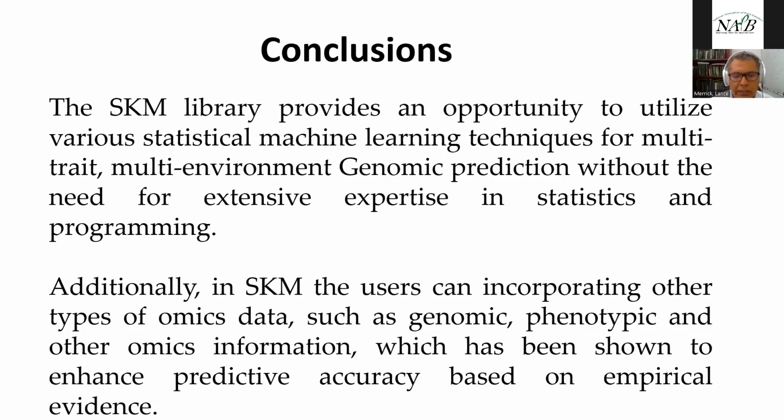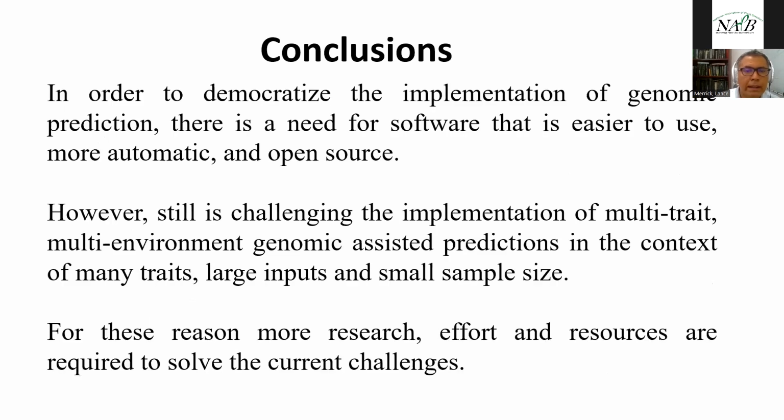In that way, the implementation is easier. Additionally, in SKM, the user can incorporate other types of omic data, such as genomic, phenomic, and other omics information, which has been shown to enhance prediction accuracy based on empirical evidence. For this reason, the goal of this library is to democratize the implementation of genomic prediction. However, there is still a need for easier-to-use software that can be automated and open source.